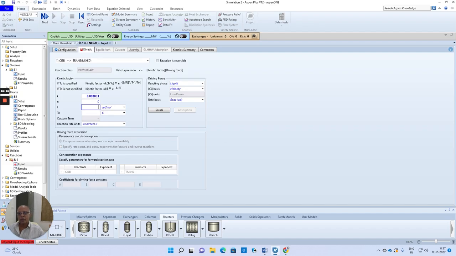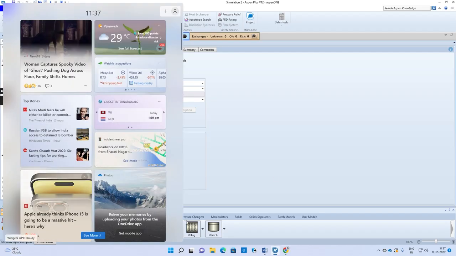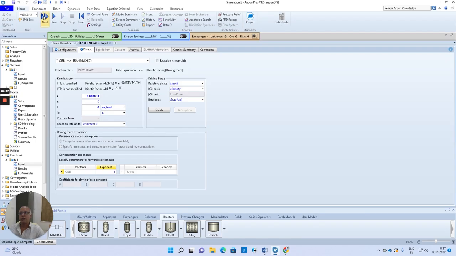So again, because the rate constant is given at a temperature of 25 degrees centigrade, we don't have to worry about this. This is an elementary chemical reaction, irreversible chemical reaction. So the exponent is 1, first order. So you can see all the required input is complete. So we should be in a position to run the simulation.